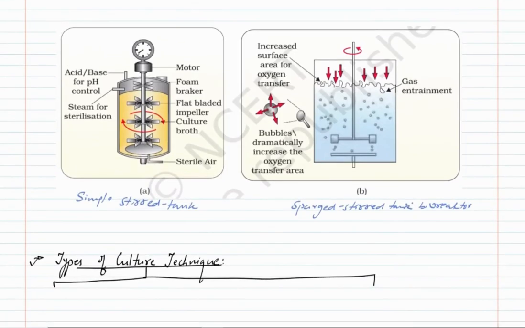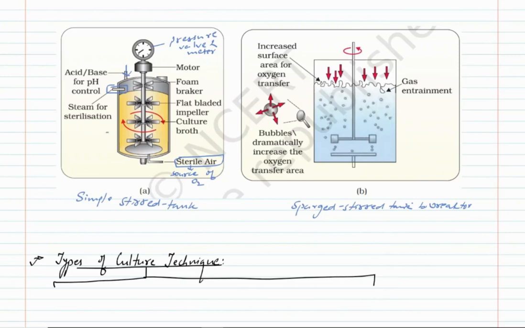So in case of a simple stirred tank bioreactor, there will be a pressure valve through which we can change the pressure as required. There will be an acid base for pH control. We can add an acid or a base depending upon the pH requirement. We can add steam to sterilize the culture media to prevent contamination. We can add sterile air, which will act as a source of oxygen.